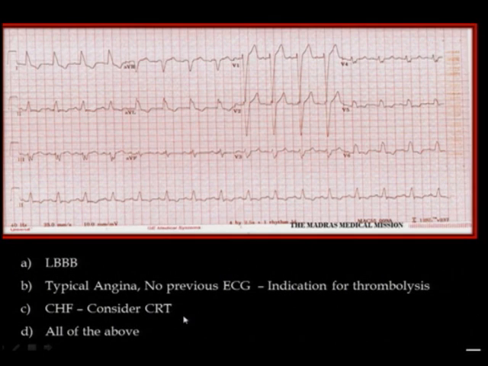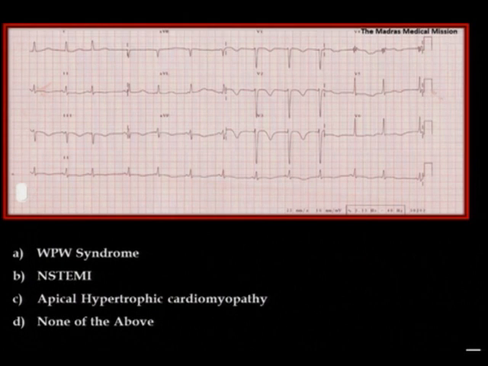And we heard earlier, congestive heart failure patients who are resistant to your treatment, with class 2 and above symptoms on optimal management, and this is sinus rhythm with such a wide LBBB beyond 150 milliseconds. According to the guidelines, this is a class 1A indication for CRT. So now we have a question based on this ECG: WPW syndrome, non-STEMI, apical hypertrophic cardiomyopathy, and none of the above. Let's go by one option after the other.